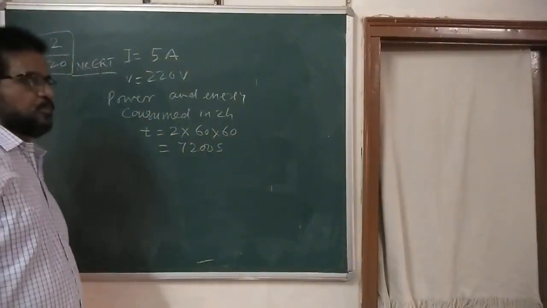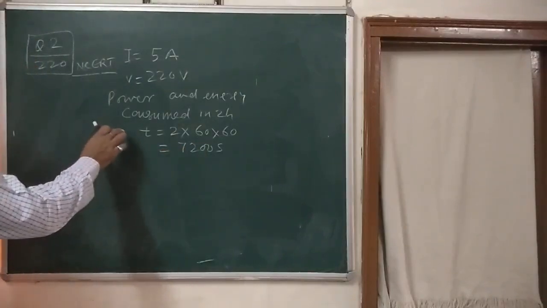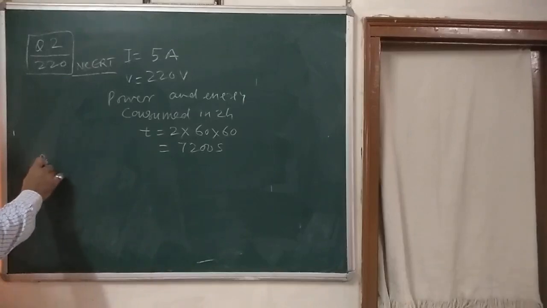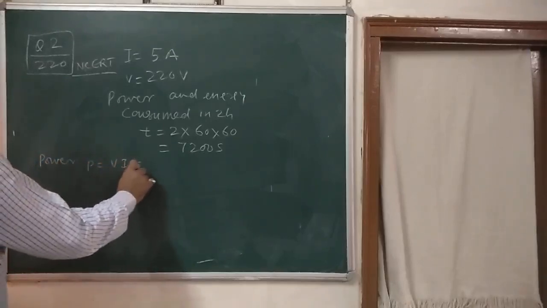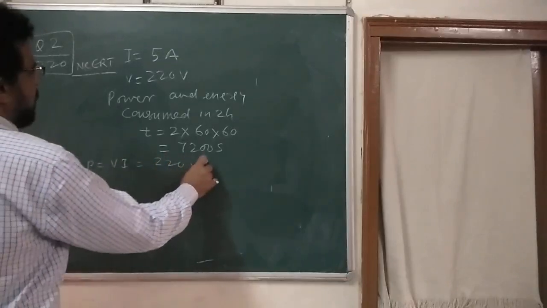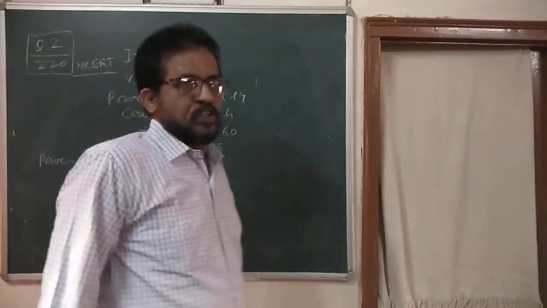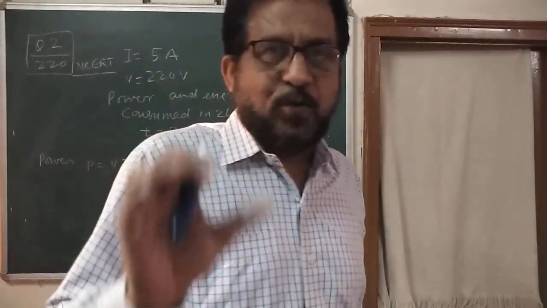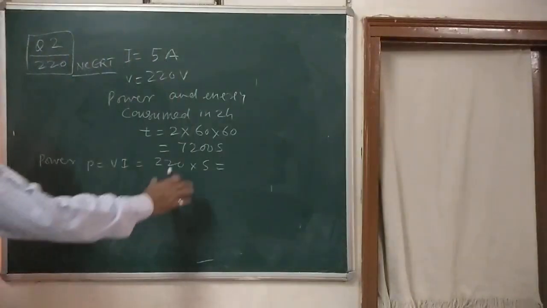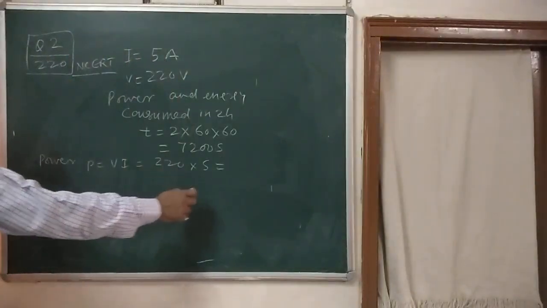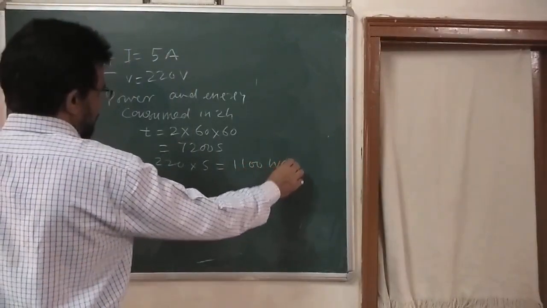Now, what do I have to do? First, what is power? Power is equal to V into I. V is 220 volt, current is 5. Calculate it. 220 into 5, calculate it. So you will get power. That is around 1100. And the unit of power is watt.